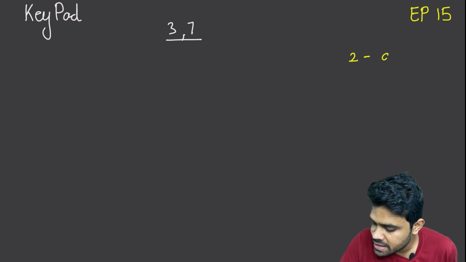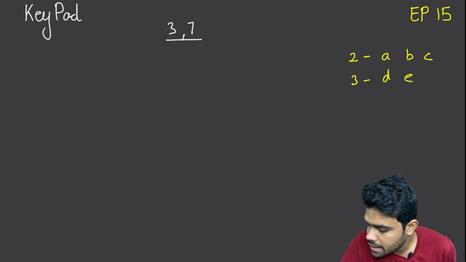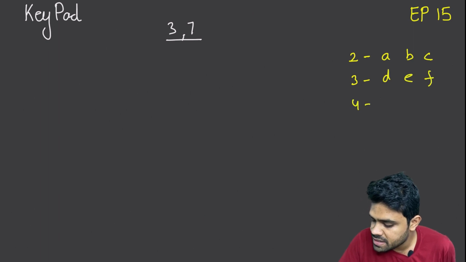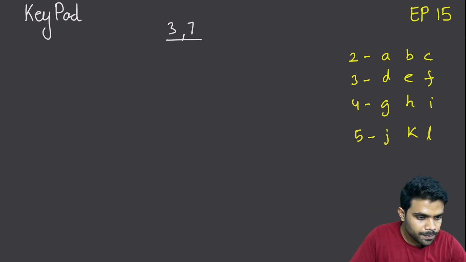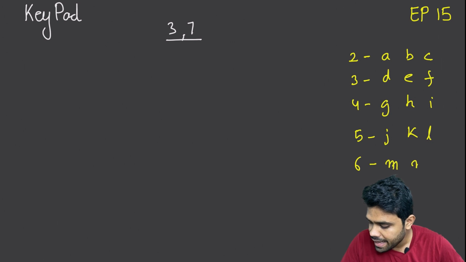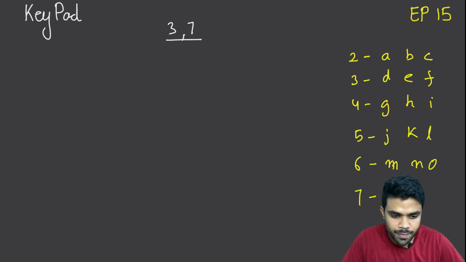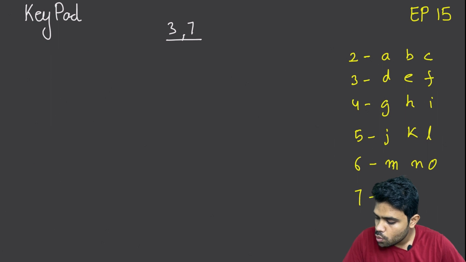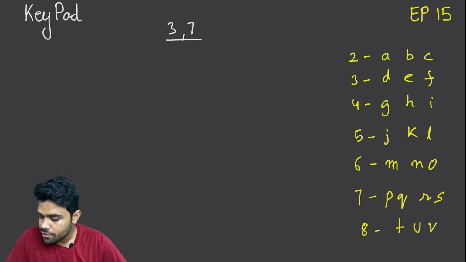So 2 is going to represent A, B, C. 3 is going to represent D, E, F. 4 is going to represent G, H, I. 5 is going to represent J, K, L. Then 6 is going to represent M, N, O. 7 is going to represent P, Q, R and S. 8 is going to represent T, U, V. 9 is going to represent W, X, Y, Z.